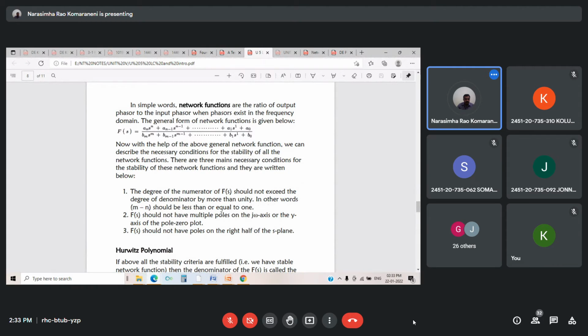Now we'll take some example functions, and we have to verify whether the given function is a Hurwitz polynomial or not. In simple words, network functions are the ratio of the output to the input. So this is the general form of the network function, that is F of s equal to a_n into s power n and so on to a_0, divided by b_m into s power m plus and so on to b_0, right?